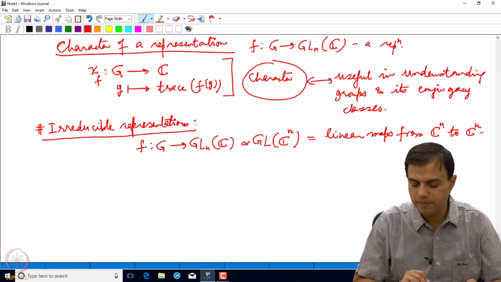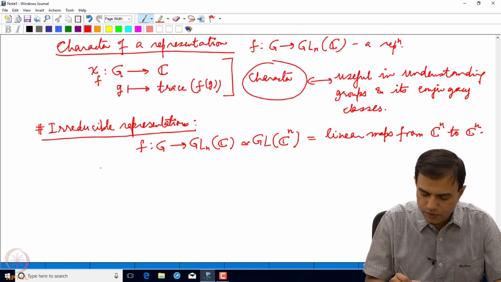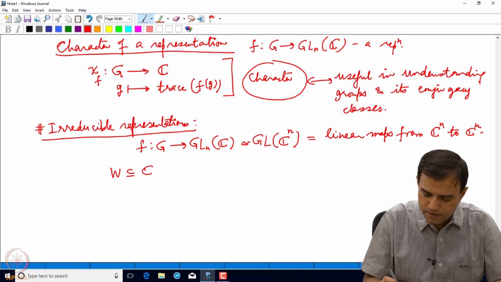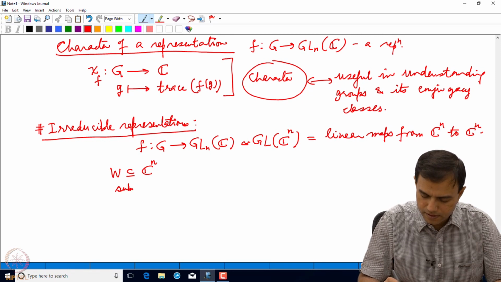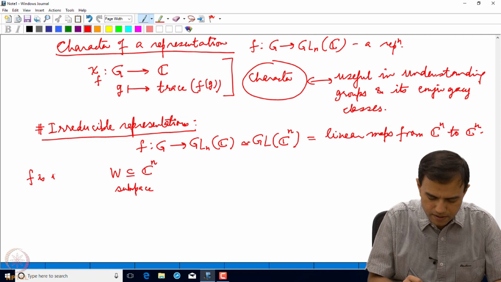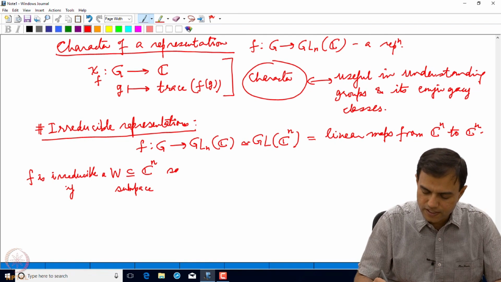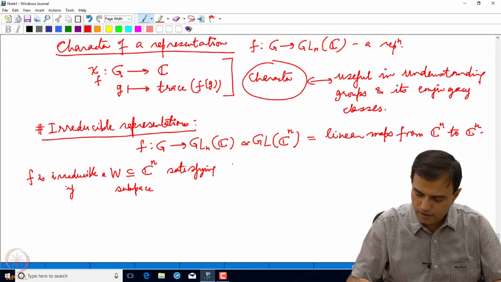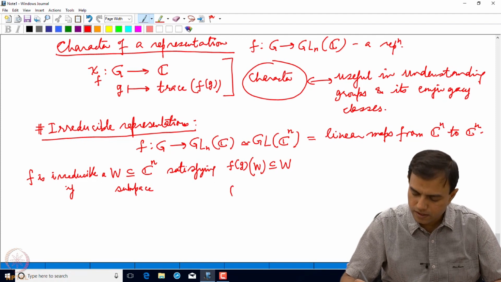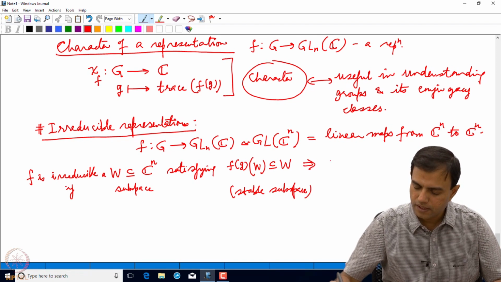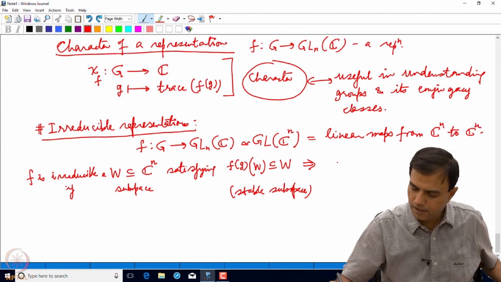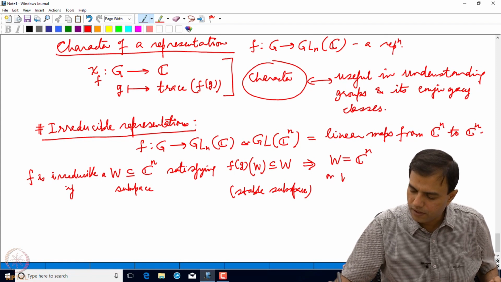So when do I say that a representation F is irreducible? If you consider a subspace W which satisfies that F(g)W is contained in W, a so-called stable subspace, then the stable subspace is either C^n or a trivial one.